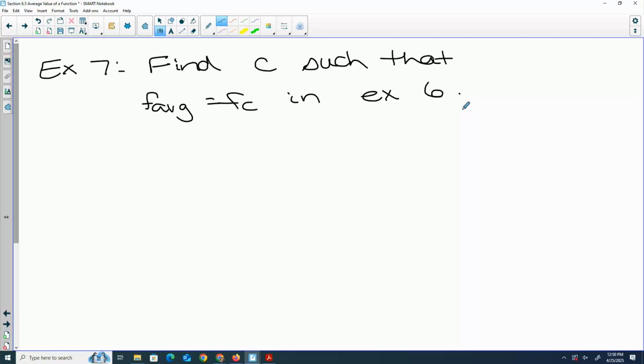Okay, so you might see this notation. Find the C such that f average, that means the average value of the function, is equal to the value of f of C. So my function was x to the negative 1/2. Okay, they use C as a variable. It doesn't matter if you use x, it's not a big deal. What do I need this to equal? 2/3. So that's like 1 over the square root of C equals 2/3. How would we solve that?